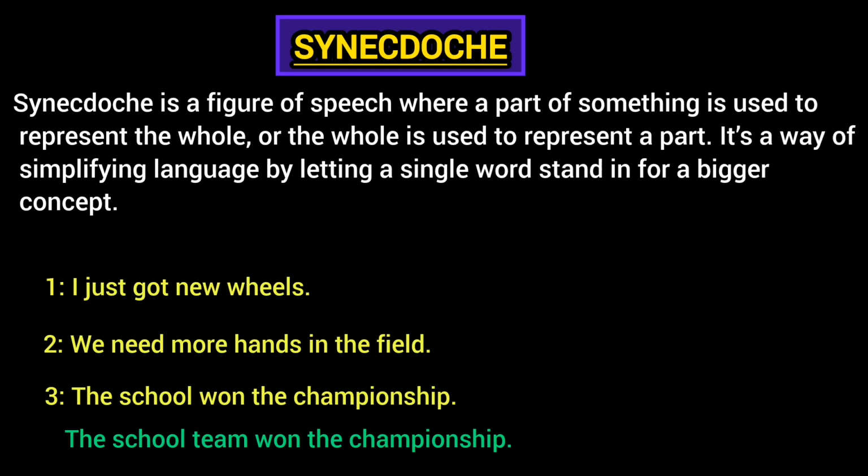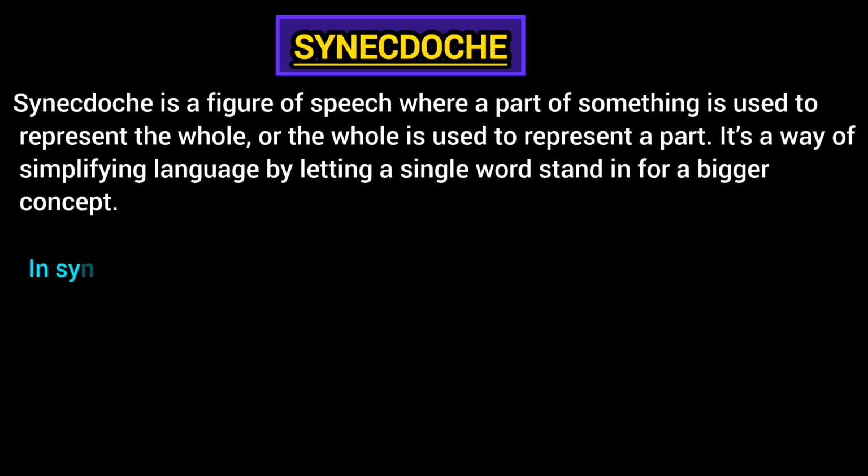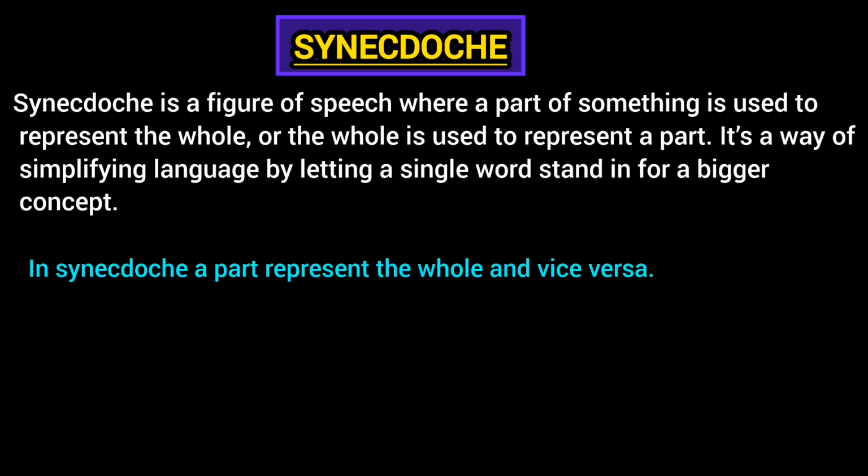As you have understood it, let me tell you in simple words the difference between metonymy and synecdoche. In synecdoche, a part represents the whole and vice versa. This is the main difference that you should keep in mind: in this figure of speech a part of a thing represents the whole. To put it simply, as in our synecdoche example, we need more hands in the field. Here the whole body is represented by a part of the body, hands.